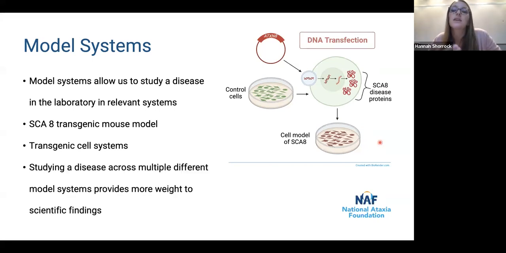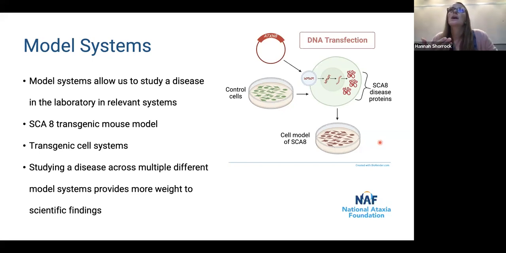Now, what's really, really nice about the SCA8 transgenic mouse model system that I mentioned, as well as these transgenic cell systems that we can do really readily in the lab, is that we can look at similar things across multiple different model systems. And so in science, when we're looking to understand what's going on in a disease, or if a treatment works, if we can do this across multiple model systems, then that really adds more weight to our scientific findings.